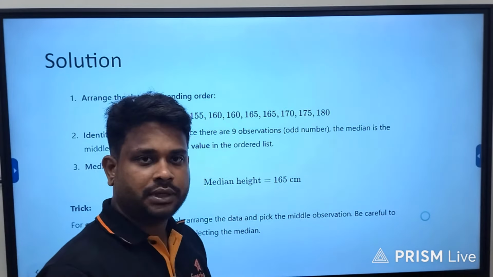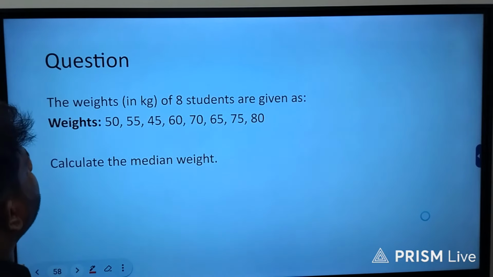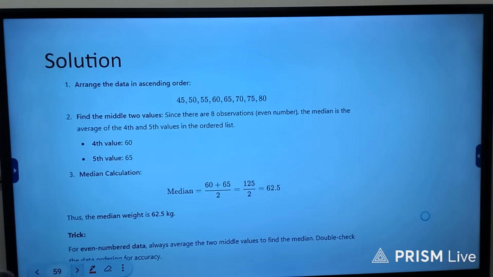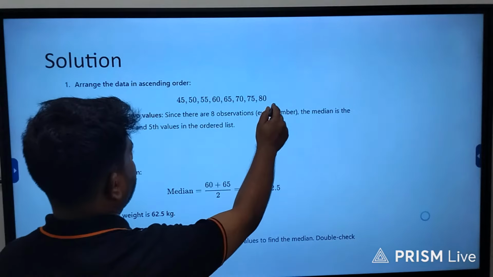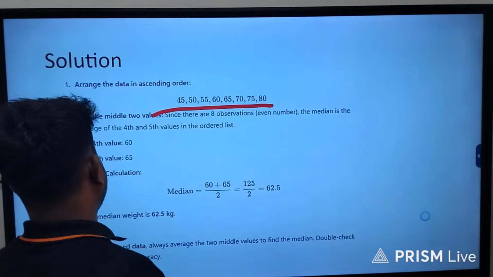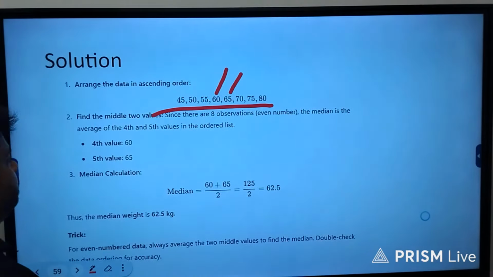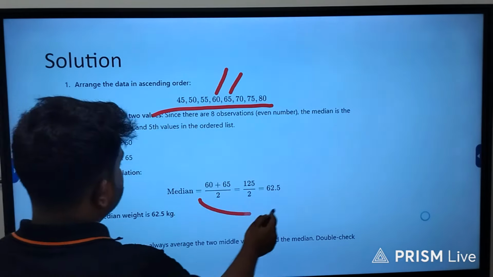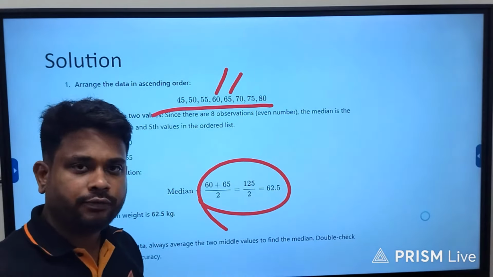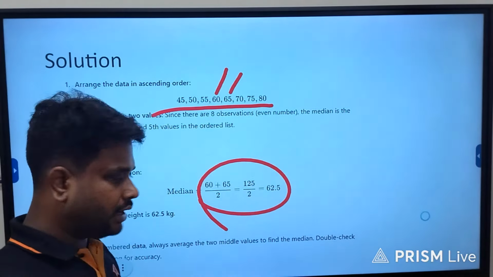Yes, they have done it here. The next one: the weights of 8 students are given below, and we calculate the median of the weight. For that, they have also arranged them in ascending order, starting from 45 and going up to 80. The fourth value is 60 and the fifth value is 65. So the median will be 60 plus 65 divided by 2, that is 62.5. So the median of the weight has been done correctly.